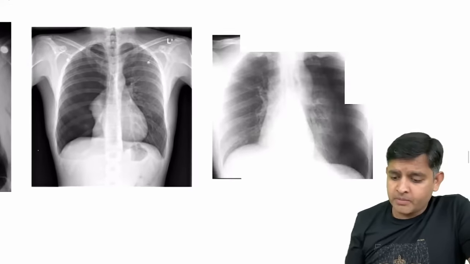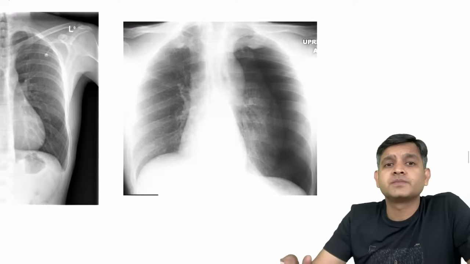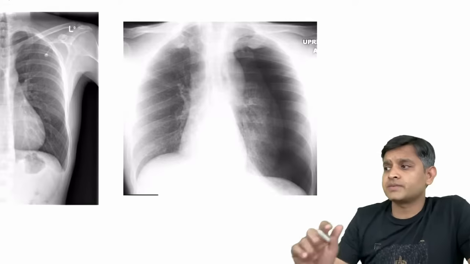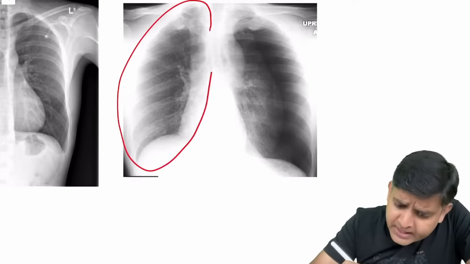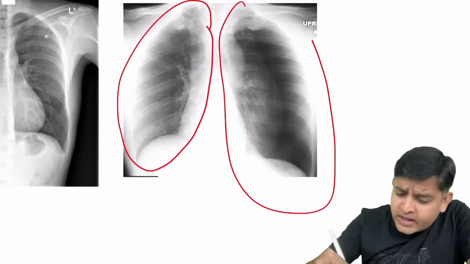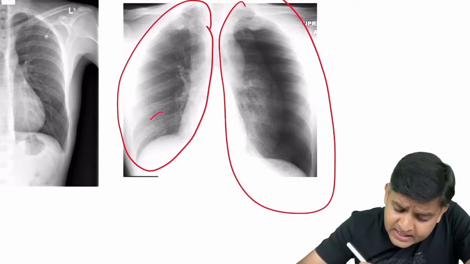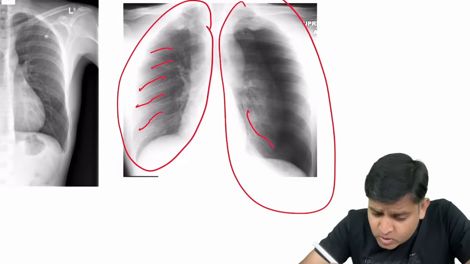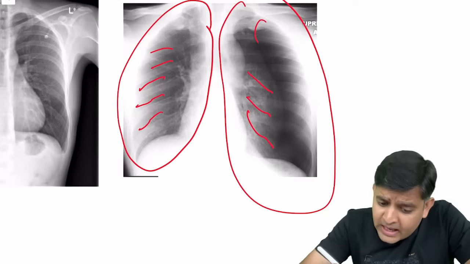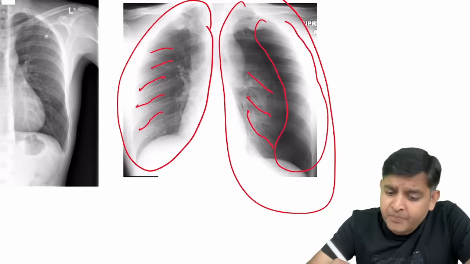Okay. Now tell me, what is this? What do we see here? I can see a lot of air here. This air is traversed by the vascular marking. There is vascular marking here, but I don't see any vascular marking in this area.